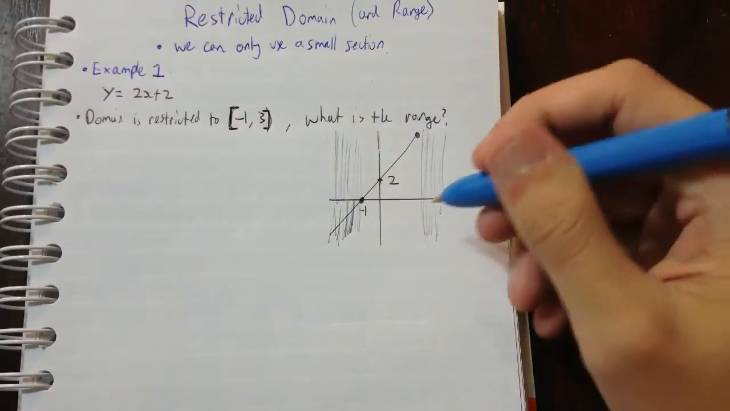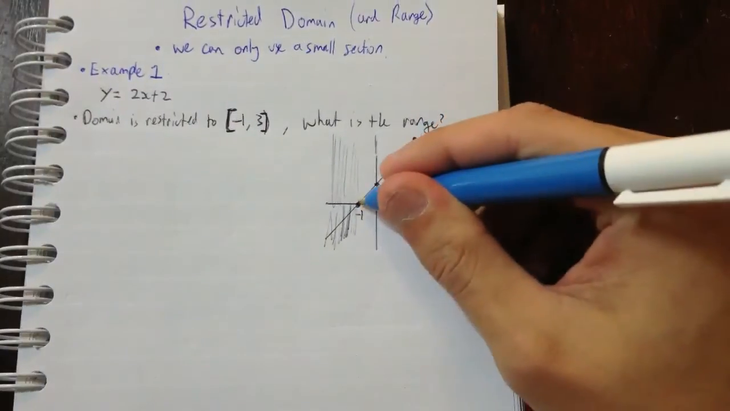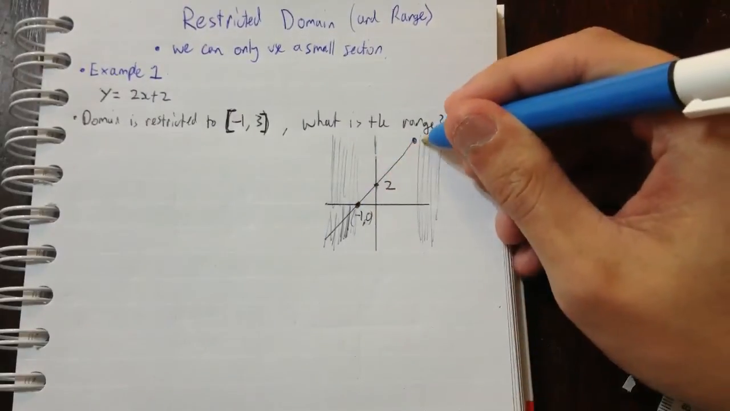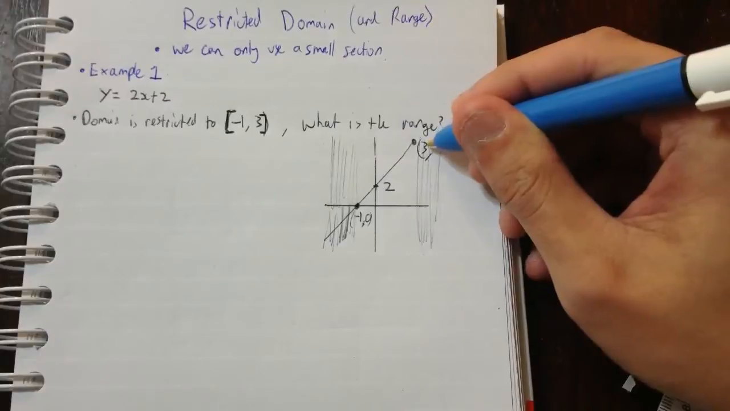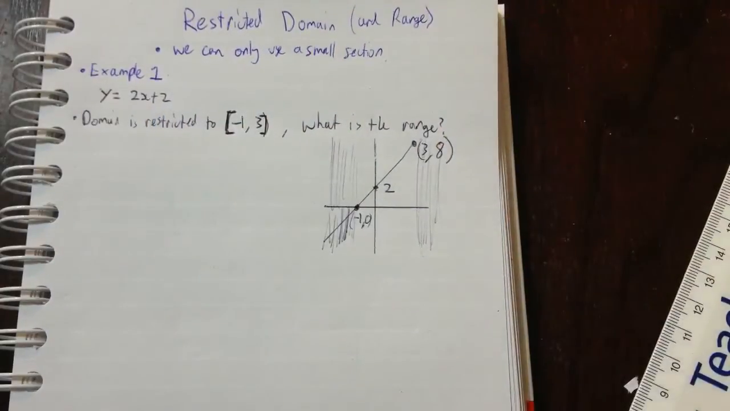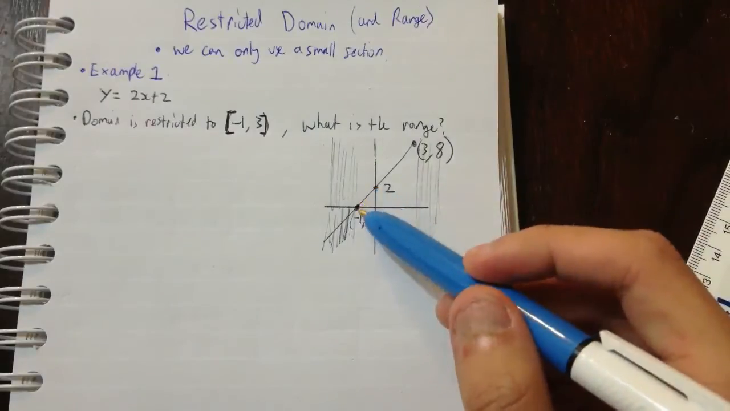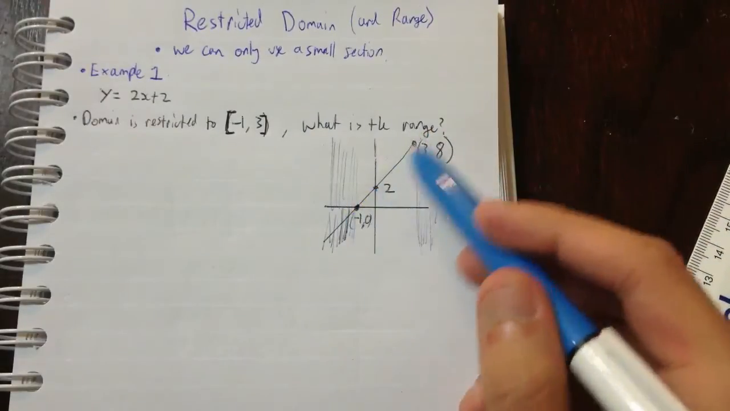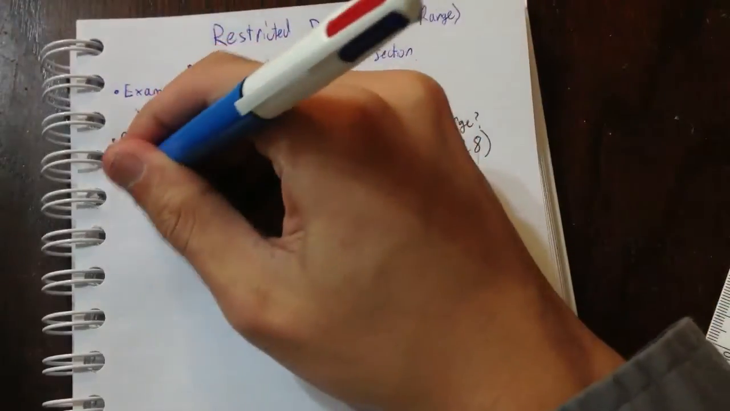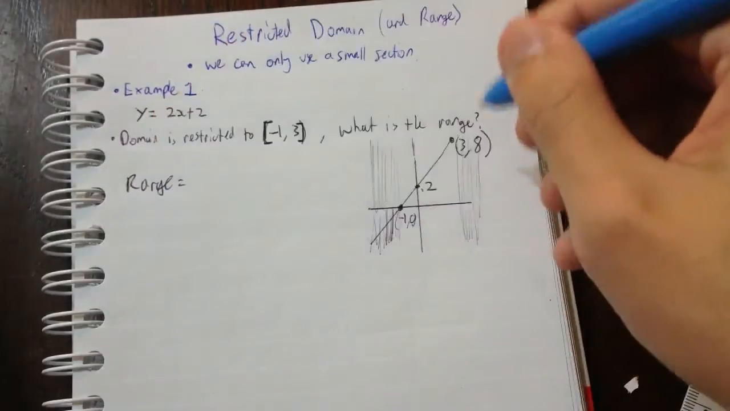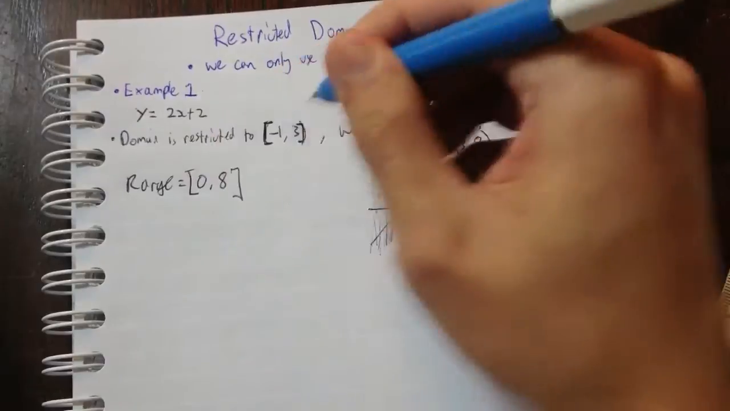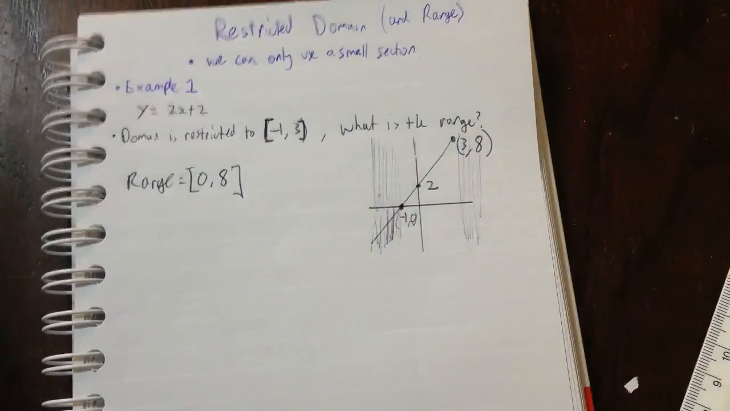Now, they want to know what the range is. Well, we need to figure out what the y values are. The y value when x is -1 is 0. And the y value when x is 3: we put 3 in, 2 times 3 plus 2, that's 8. So now we know the limits of our x values, and we know the limits of y, because y doesn't go beyond these two points. So our range equals 0 to 8, inclusive, because these are inclusive, black dots.